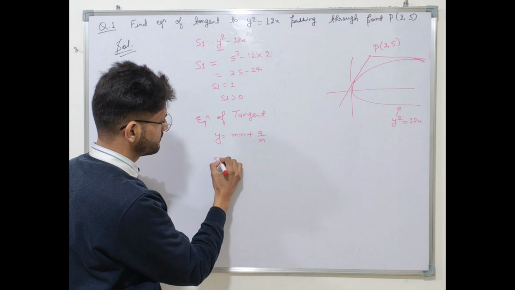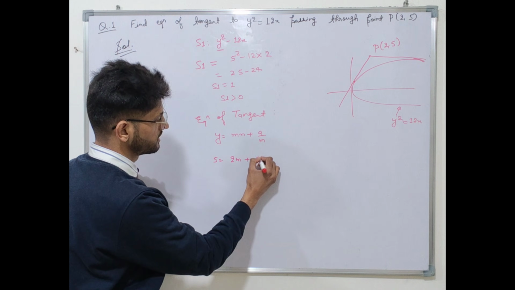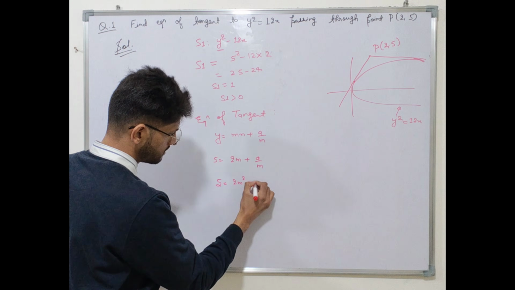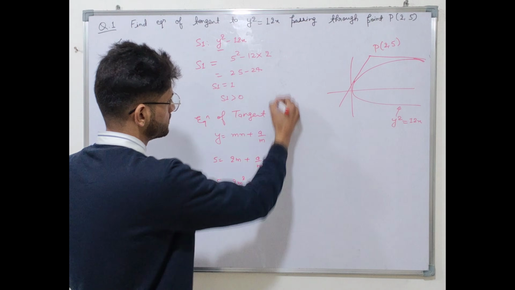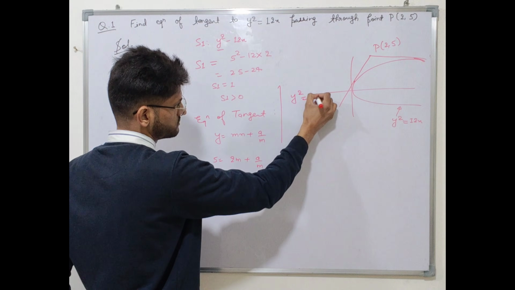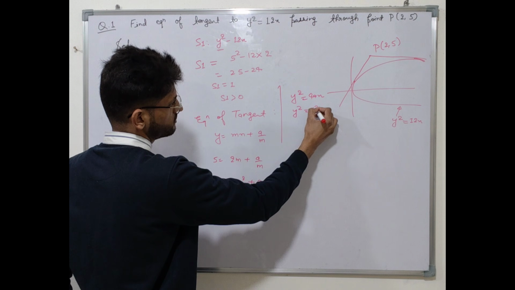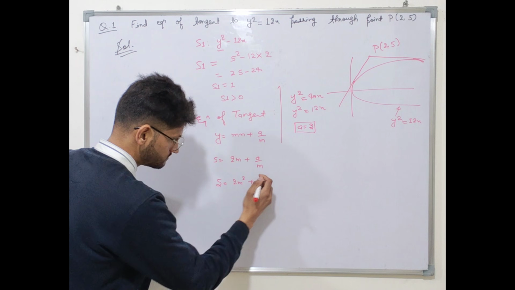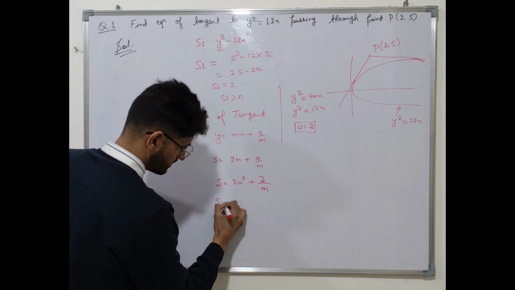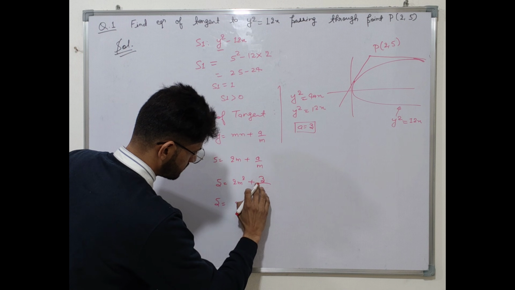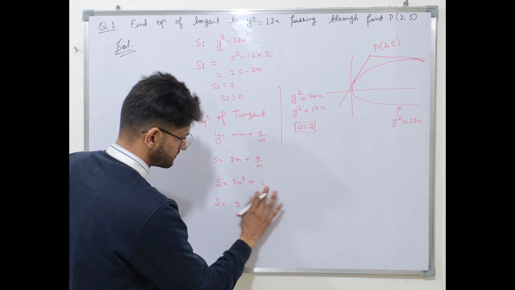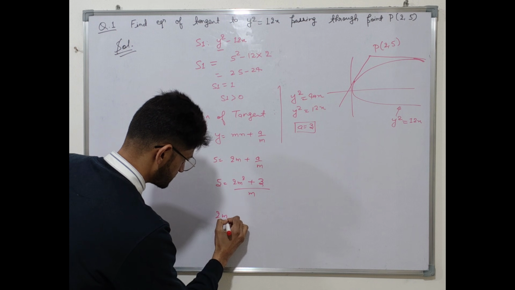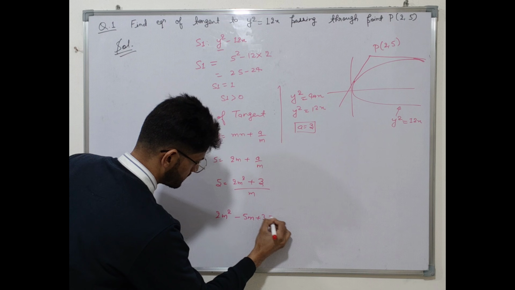So it means 5 equals 2 into m plus a upon m. From here, once we simplify it, 5 equals 2m square plus a, and we can write the value of a by comparing with the standard equation. We have a standard equation of parabola as y square equals 4ax, and we have been given y square equals 12x. From here we can compare and write a equals 3. So we can put the value of a as 3 upon m. We have already taken the LCM. So now we can rearrange it as 2m square minus 5m plus 3 equals 0.